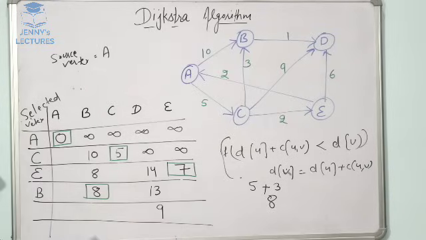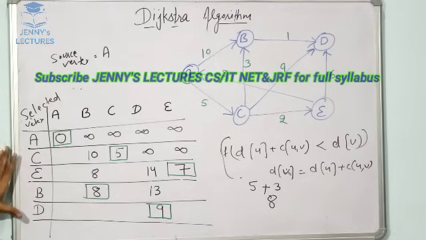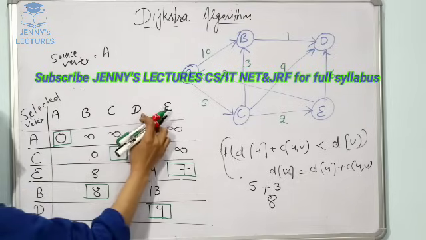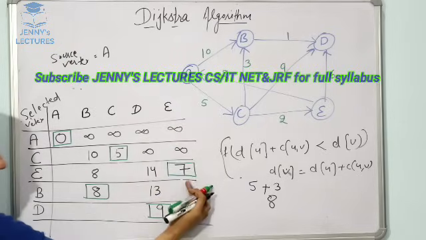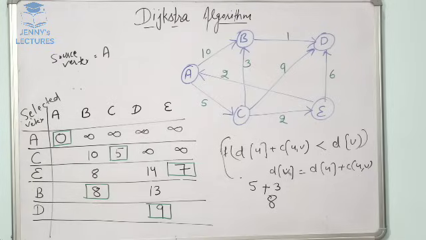And now we have only one vertex that is unvisited, then obviously we will select this vertex. This vertex is D. This is the table through which you can find out the minimum distance. Now if you are asked what is the shortest distance from A to D? A to D, so what is the shortest distance? That is 9. From A to E, 7. From A to C, 5. From A to B, 8.